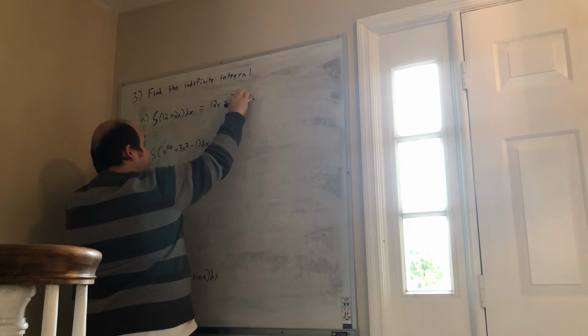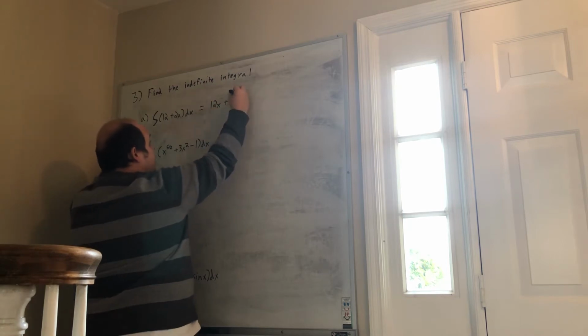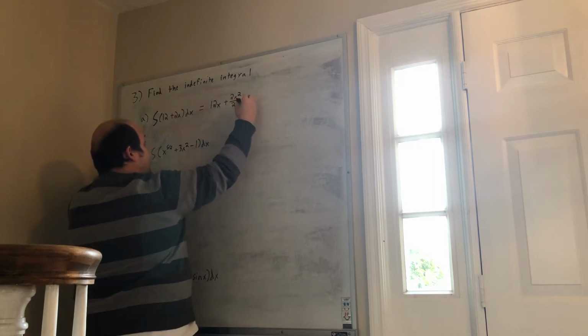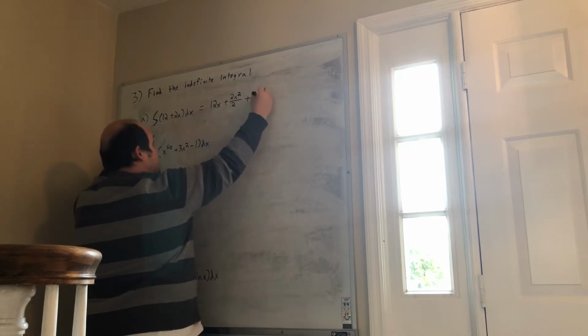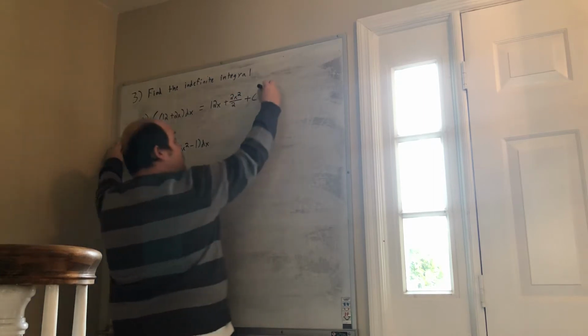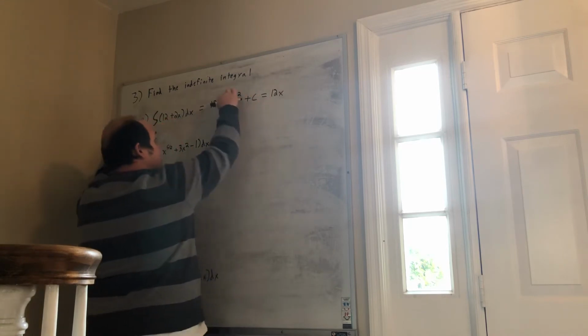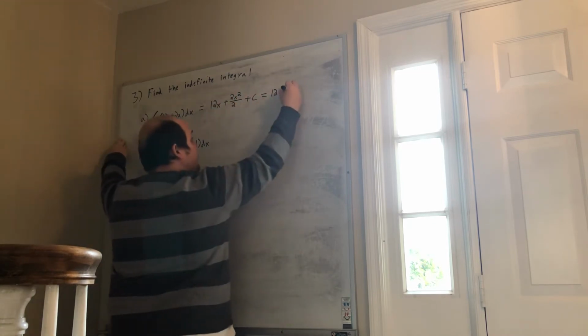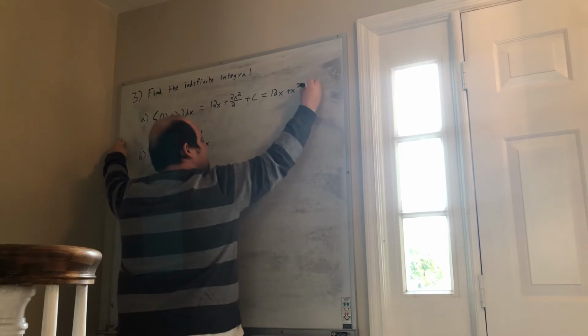It used to be x to the first power. I'm going to add 1 to that, so it now becomes x to the second. I'm going to divide by the new power. Always plus c. Just cleaning that up a little, the 12x can stay. These 2's cancel and just leave me with x squared, still plus c.